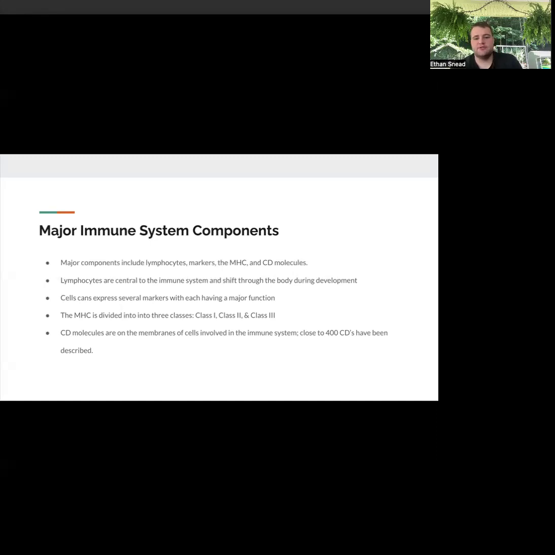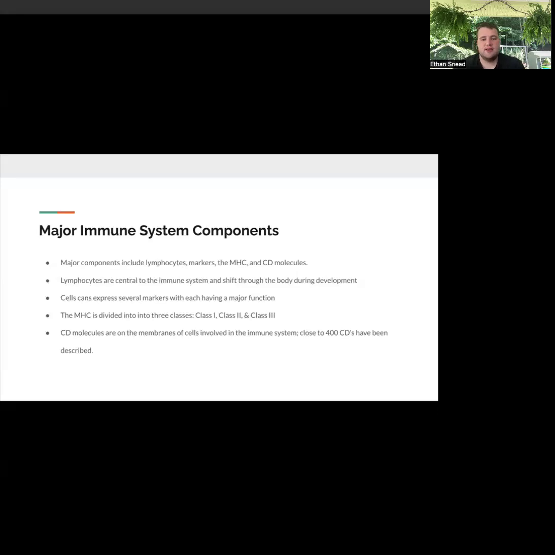Lymphocytes are central to the immune system, and they undergo development that begins in the embryonic yolk sac, and that shifts to the liver and also the bone marrow. And the final maturation of lymphocytes in B cells occurs in specialized bone marrow sites, and in T cells that occurs in the thymus.